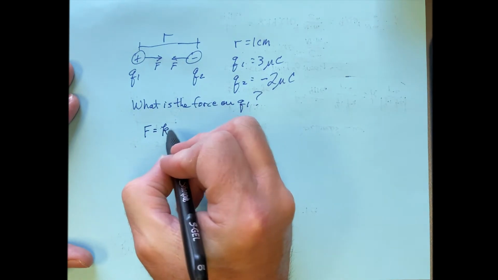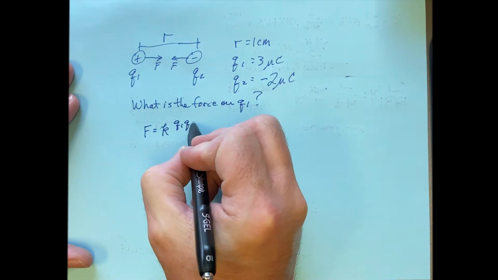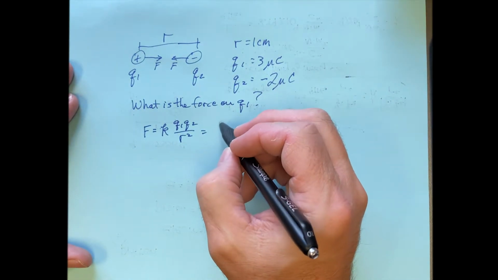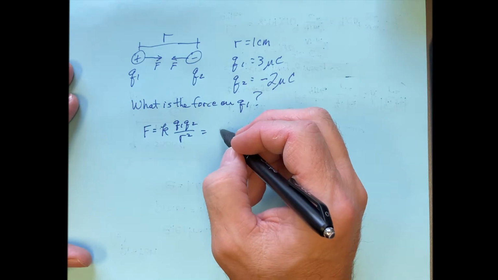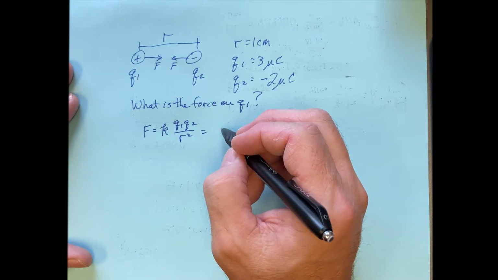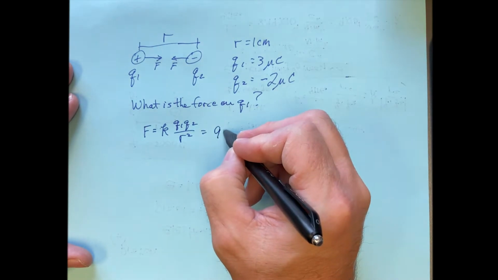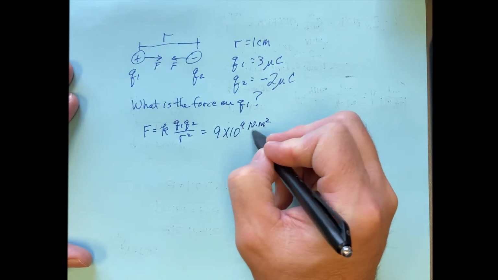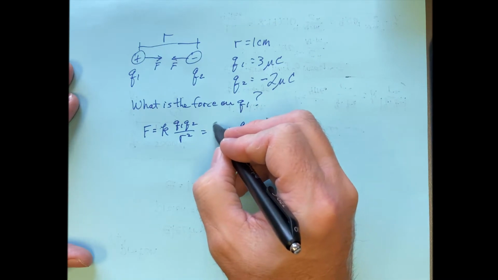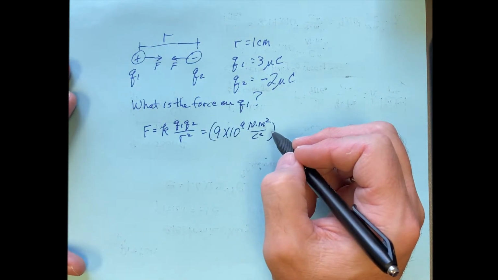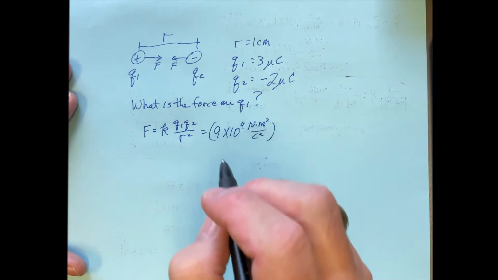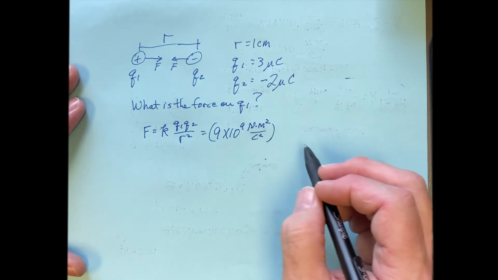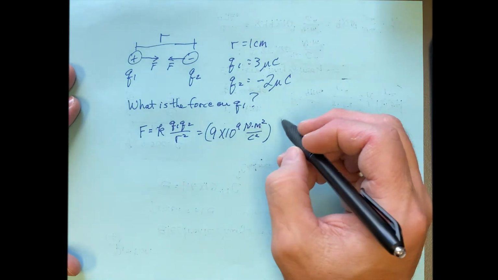F equals K Q1 Q2 over r squared, and we would plug in our numbers now. Anytime you do a calculation in class, you have my permission to round K to 9 times 10 to the 9th Newton meters squared per Coulomb squared. Now, if you're doing a calculation for a homework problem, maybe you could just program it into your calculator to be the 8.99. But 9's not going to make a big difference to us.